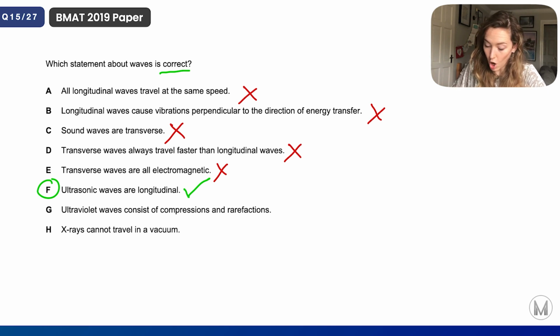check the next two. Ultraviolet waves consist of compressions and rarefactions. That one is also incorrect because they're transverse. They're not longitudinal, and that's what we would get with longitudinal waves. And finally, X-rays cannot travel in a vacuum. It's incorrect. They can travel in a vacuum. All waves in the electromagnetic spectrum can travel in a vacuum. They don't require matter. So, yeah, our answer is F.